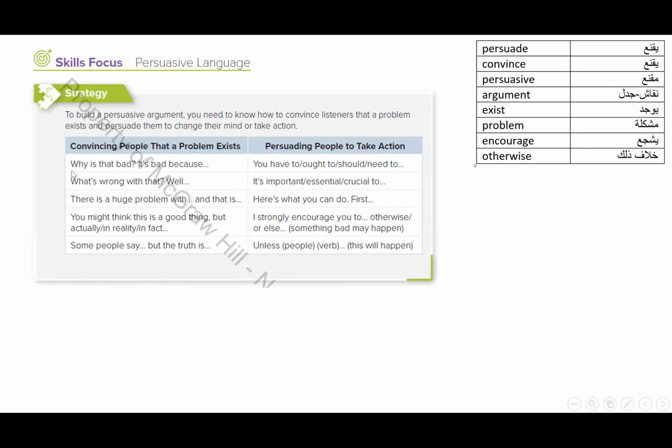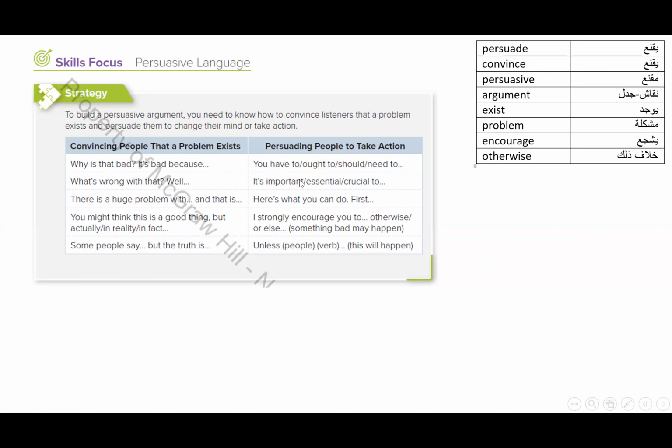How can you show the problem? Why is that bad? It's bad because. بين المشكلة في البداية. Why is that bad? It's bad because. What's wrong with that? Well, and you show the problem. There is a huge problem with, and that is, you think or you might think this is a good thing, but actually, in reality, in fact, طبعا مش هستخدمهم كلهم. لو استخدمت actually خلاص finished. استخدمت in reality okay. In fact, that's okay. Some people say, but the truth is, like this, you show the problem. بالطريقة دي انت كده show the problem. Keep at least two of these. فضلك على الأقل اتنين من التعبيرات دي to show the problem.